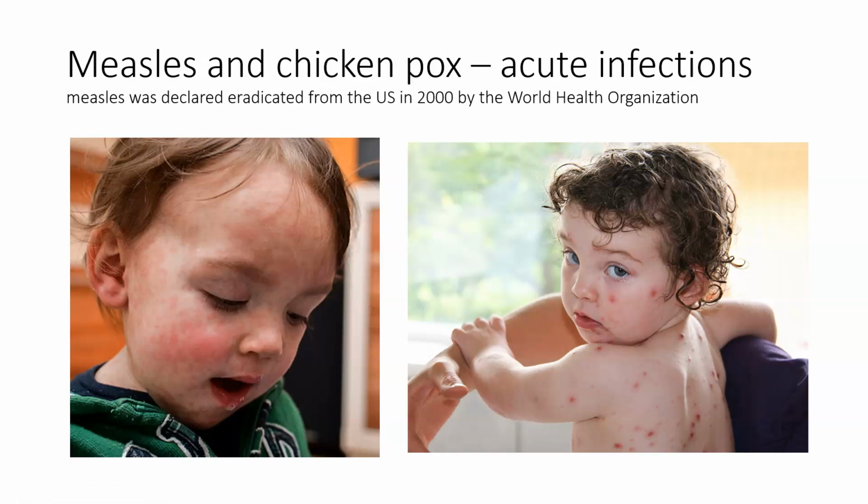Unfortunately, measles is now back, and it is back due to the lack of use of vaccines in the US. In fact, I've heard measles called the most contagious viral infection that we get. So it's very easy to transfer measles from one person to another, as well as chickenpox. But measles is even more contagious. So there you go. Those are both two acute infections.